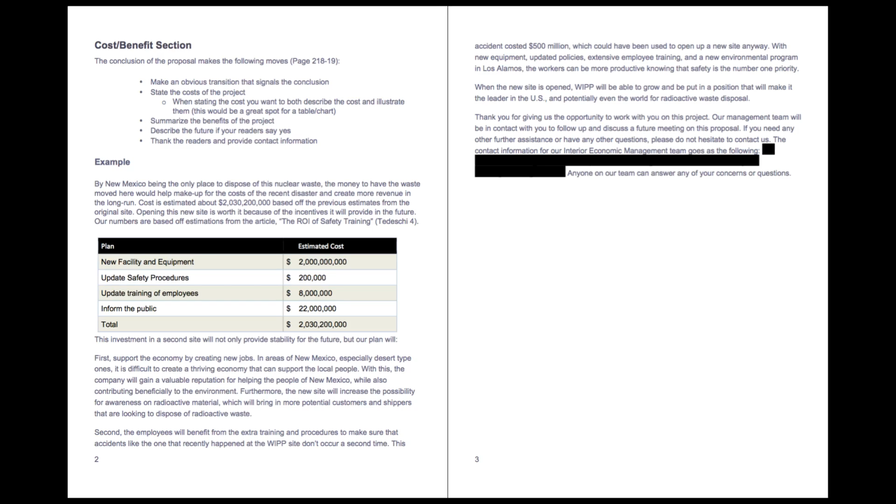So the big thing is, you're just summarizing any sort of benefits and describing this future if your readers say yes. So also with this section, you're going to thank them for their time and provide some contact information, some of that obligatory response that you find in a lot of documents. You don't necessarily need a separate section for the conclusion. This all can go in the cost benefit section. We have this just nicely stated right after the end of the benefits description, where we have this general thanking them for their time. So that's all I have for now.